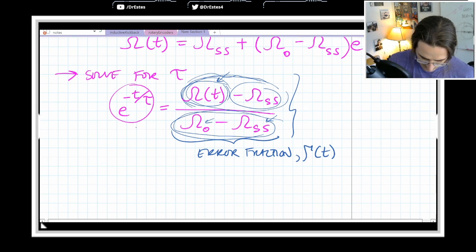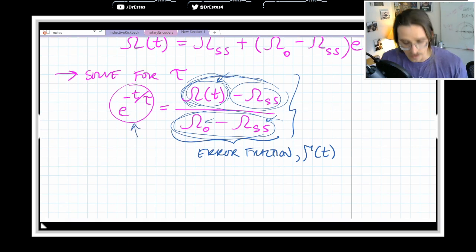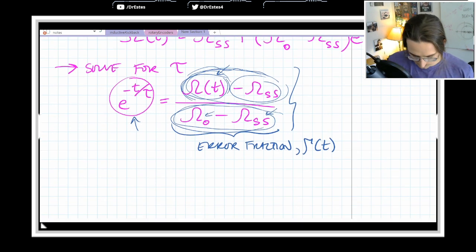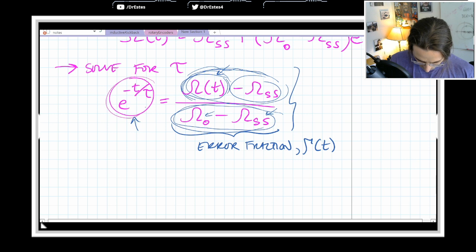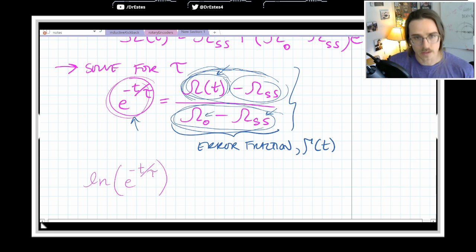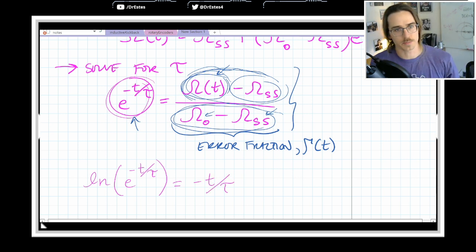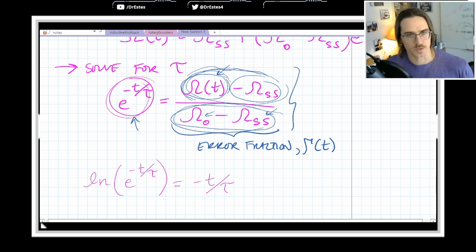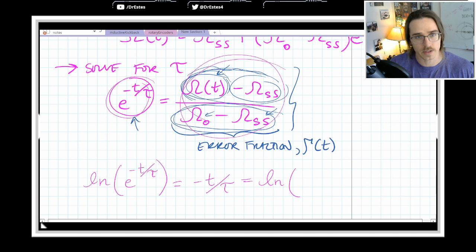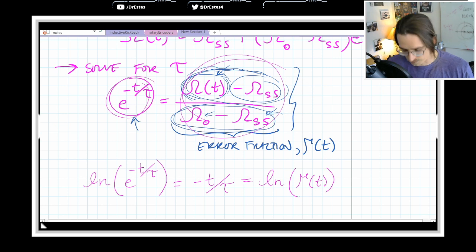So to get tau out of this, if I take the natural log of both sides, so natural log of e to the minus t over tau, well, you know that if you take the natural log of an exponential, it just gives the value in the exponential. So it's just going to give minus t over tau. This is going to be equal to the natural log of, well, because we know that that exponential is equal to the error fraction, so we're going to set it equal to the natural log of the error fraction.